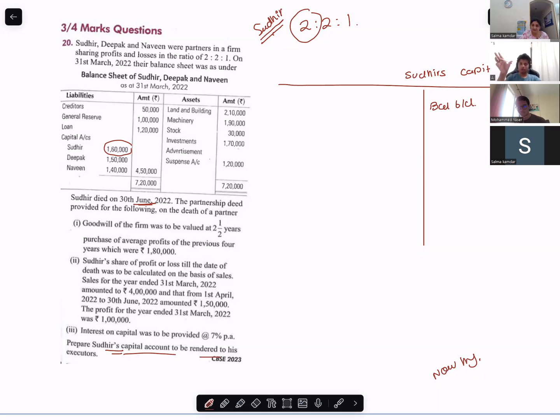First we will do balance brought down. I will directly write it as brought down. Then I have general reserves. So what will I do? We will distribute it to him 2 by 5. So 1,00,000 divided by 5, 5 ones are 5, to 20,000 into 2. Are you with me? So how much will you give from general reserves? 40,000.